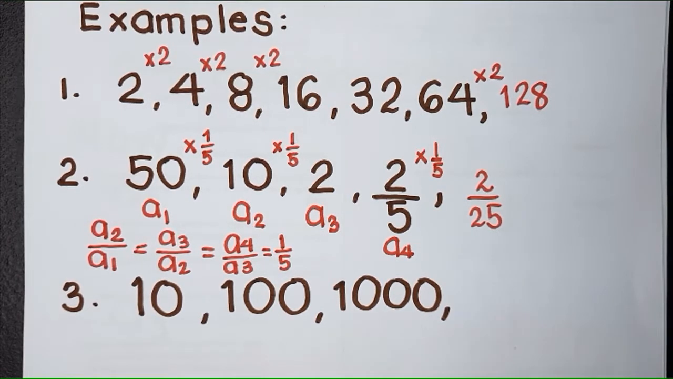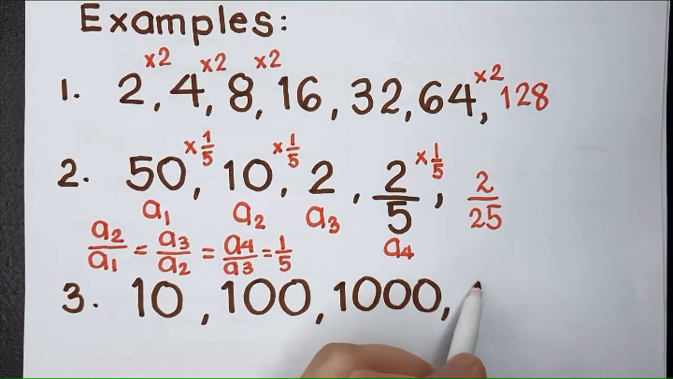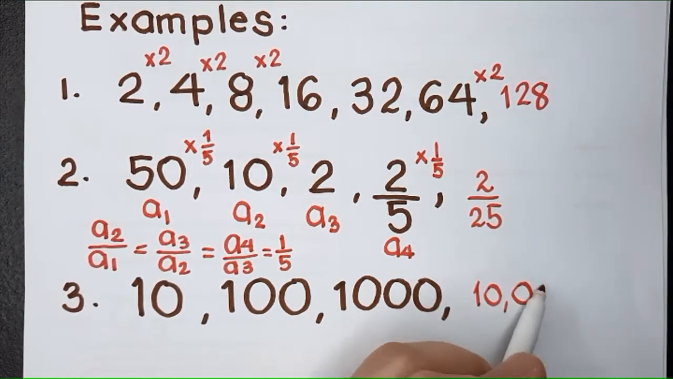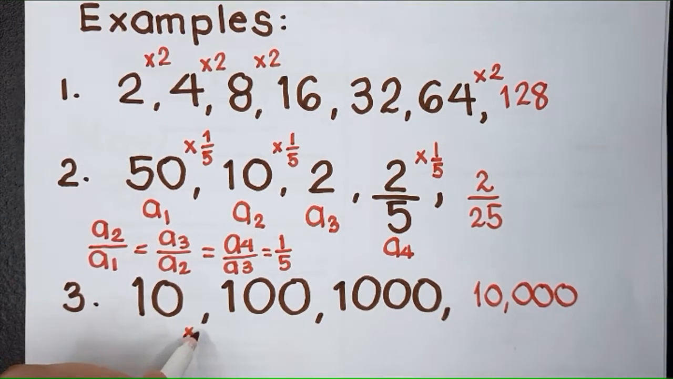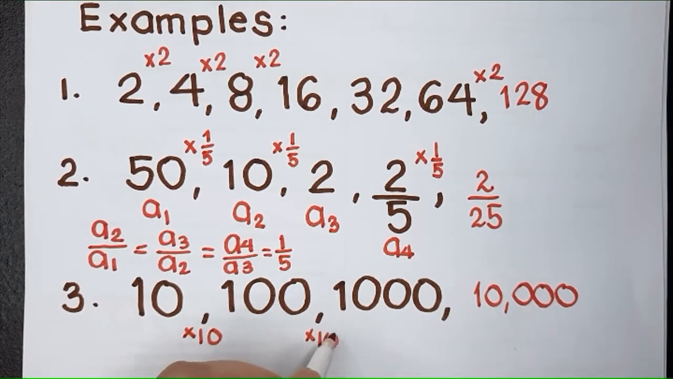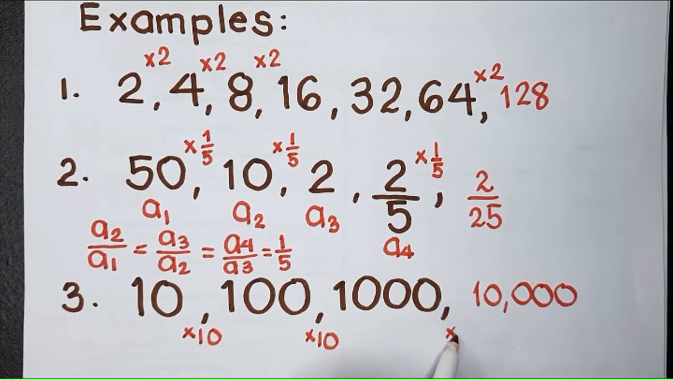And then finally, we have this third example. Sige nga, what is the next number? It is 10,000. Okay? What do you multiply to get the next number? You multiply the preceding term by 10. Right? 10 times 10, you get 100. 100 times 10, you get 1,000. 1,000 times 10, you will get 10,000.